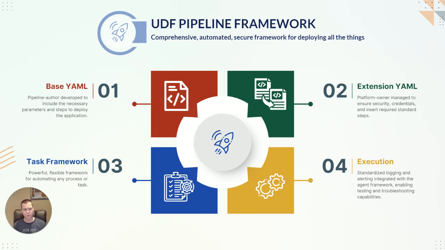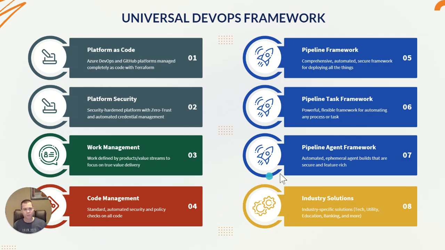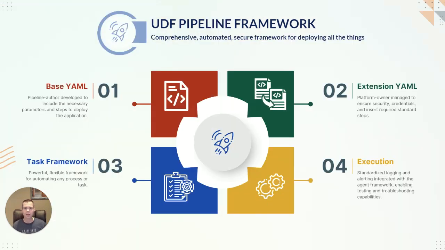And so this is also in concert with the agent framework. If we go back, you'll see that all of these are listed as blue because they're all part of the pipeline framework itself. So really the agent framework is where all of these components run, and we're going to talk specifically in future videos about the pipeline agent framework, how you manage that, and the importance of automated and ephemeral agents. So all of that execution environment is part of that, but in addition, it's how we log, how we alert, and then how we can test and troubleshoot pipelines.